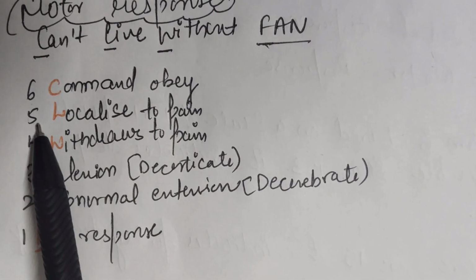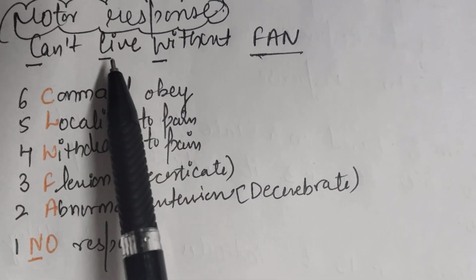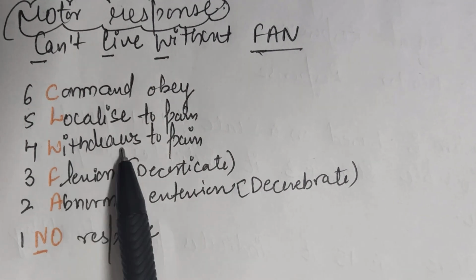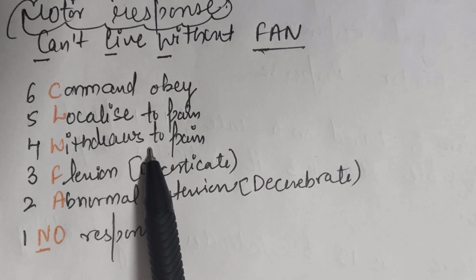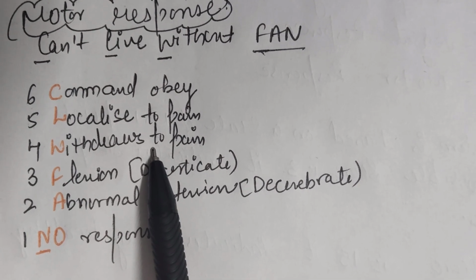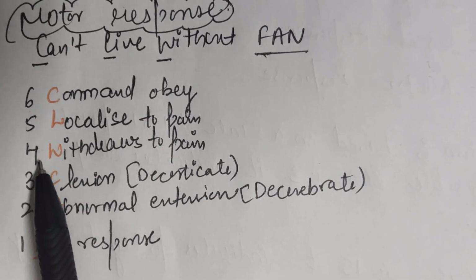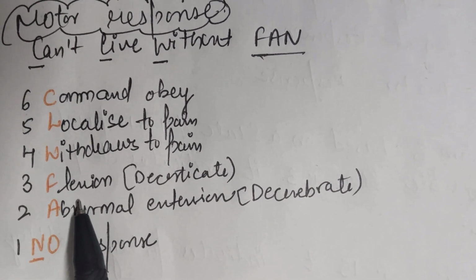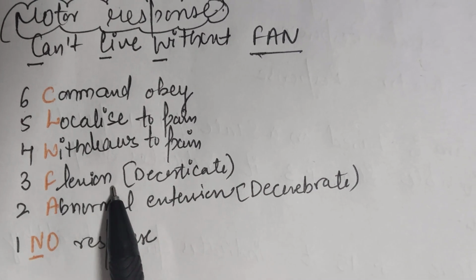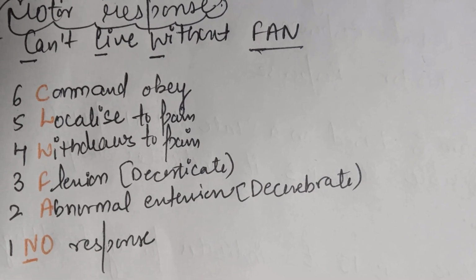Okay, next is 5 score when the patient responds by localizing to pain. So live, L is for localized. Then without, W is for withdraw to pain. So when we pinch the patient, he or she can withdraw away. That means 4 score is given at that time. Okay, next is 3 when there is flexion, that is also called decorticate. The patient's body is stiff and the patient is flexing his or her body.